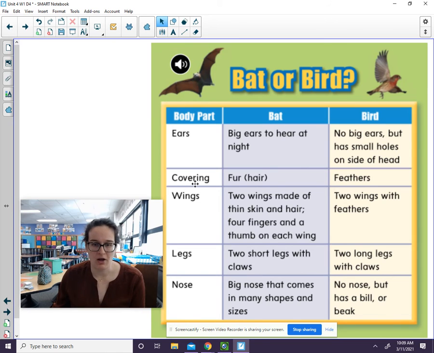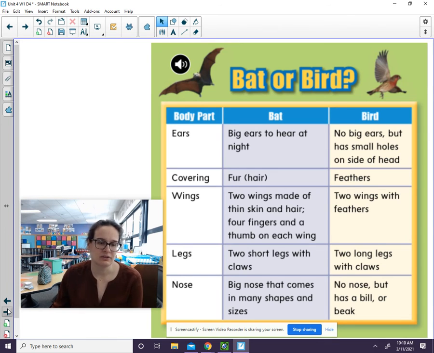And we're going to follow this over and see, well, bats have fur and hair. Okay, well, what do birds have? Birds have feathers. So we can see that bats have fur on their body while birds have feathers. So that tells us they're different because fur and feathers are different things.